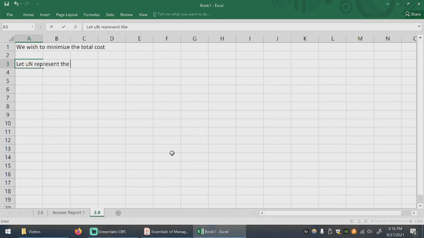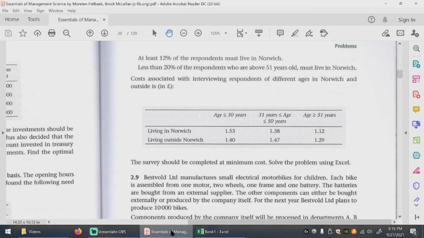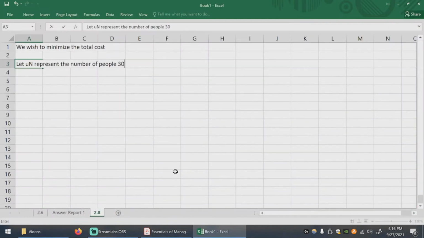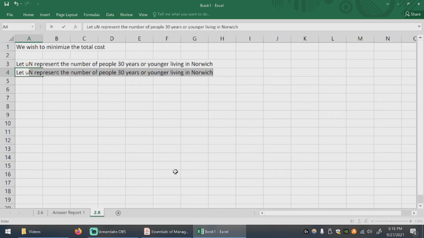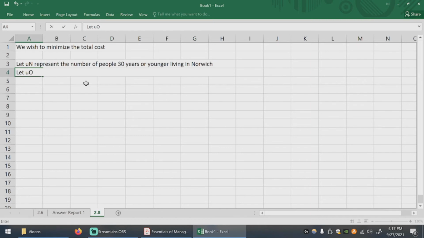represent the number of people. Always a number. If you say it represents the people, no. The variable does not represent people. It represents a number of people. What's the first group? 30 or less. 30 years or younger living in Norwich. Let's say UO represents the same age group but living outside.